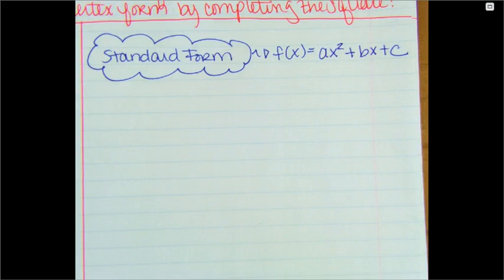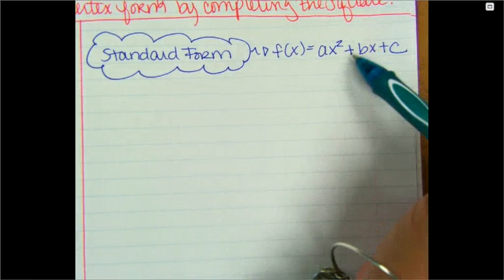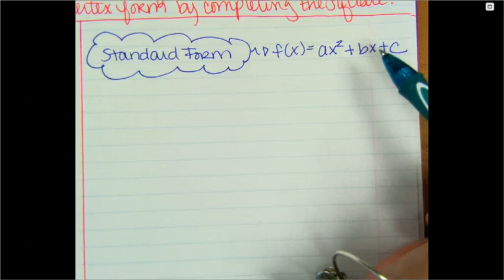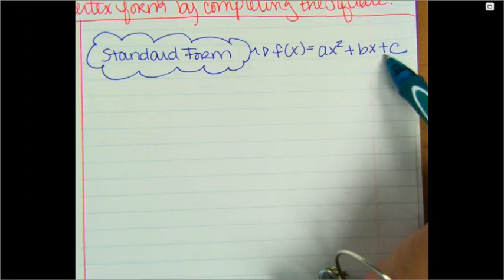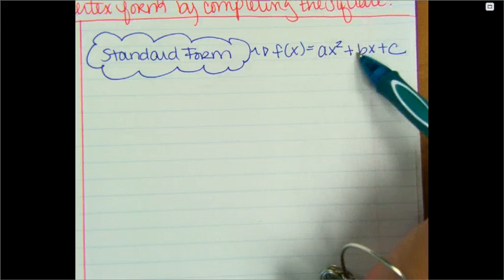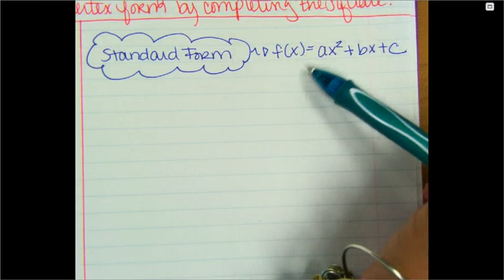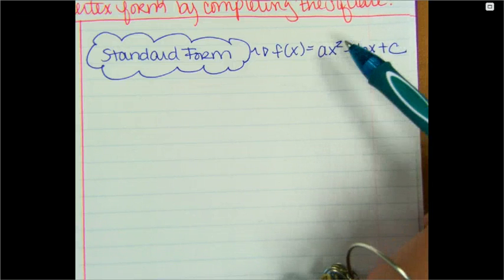Now, last night in your homework, they were all in standard form. Did they all have a b? No, number 8 did not have a b. Do they all have a c? Nope, number 3 did not have a c. Are they all still considered standard form? Yes. I don't have to have a b, I don't have to have a c, but I do have to have an a no matter what. Okay?